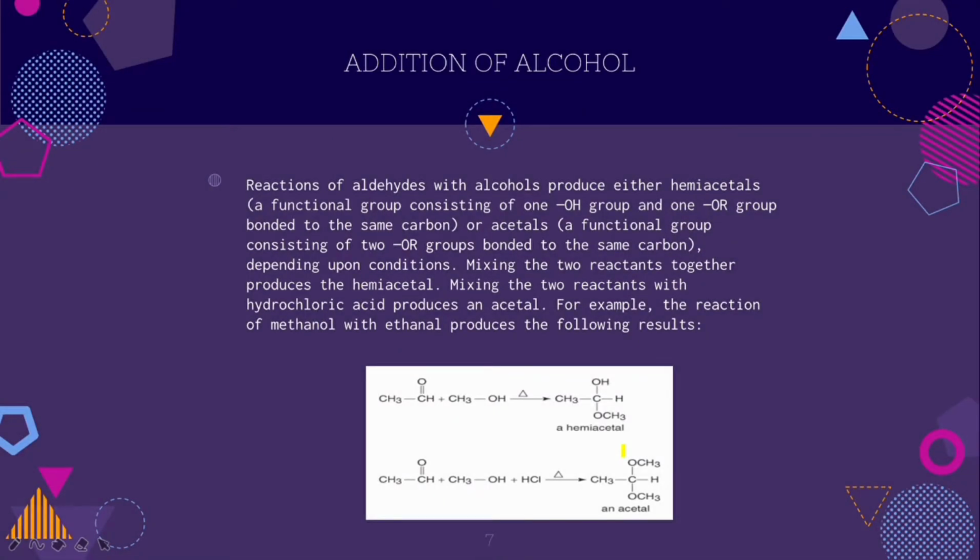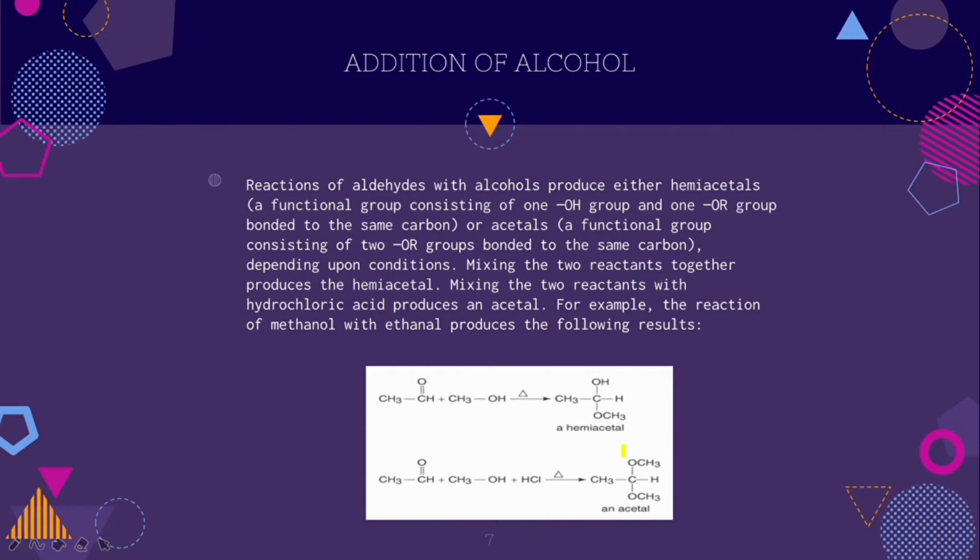Addition of alcohol. Reactions of aldehydes with alcohols produce either hemiacetals, a functional group consisting of one OH group and one OR group bonded to the same carbon, or acetals, a functional group consisting of two OR groups bonded to the same carbon. Depending upon conditions, mixing the two reactants together produces the hemiacetal. Mixing the two reactants with hydrochloric acid produces an acetal.